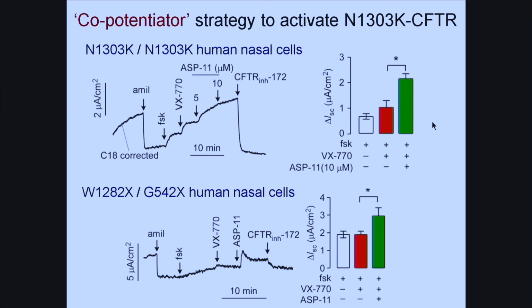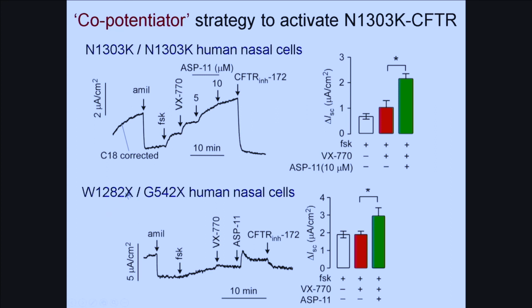This is data from a patient in Italy who is homozygous for the N1303K mutation, using human nasal cells. And the finding is that Vertex 770 alone produces some effect. This is all in the presence of a corrector. And our co-potentiator, as shown in the green bar on the right, increases the effect further.